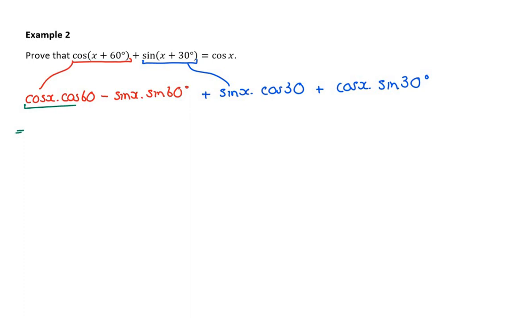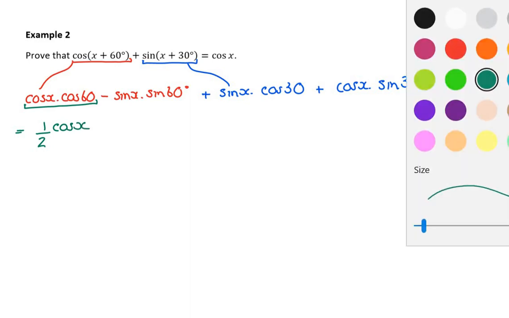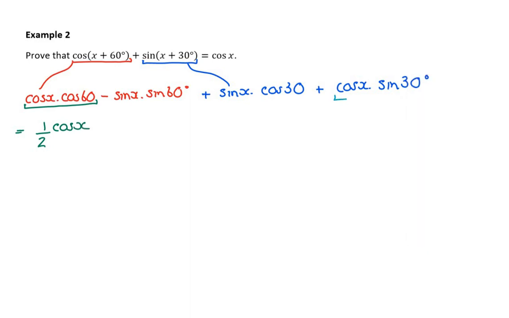This is cos of x cos 60. There's nothing like that. Nope, there's no like terms. And so what I would do is just use special angles. Cos of 60 is a half, so I get a half cos x. And what do you know? Just further down the line, sine of 30 is a half, and so this is also going to be a half cos x. And so I'm assuming that those two will add together to give me cos x.